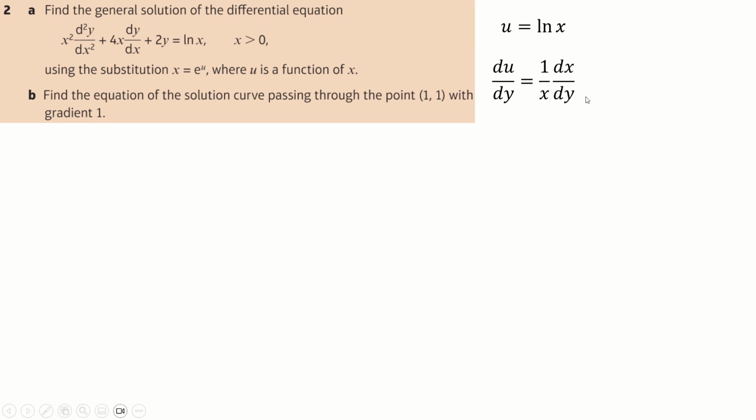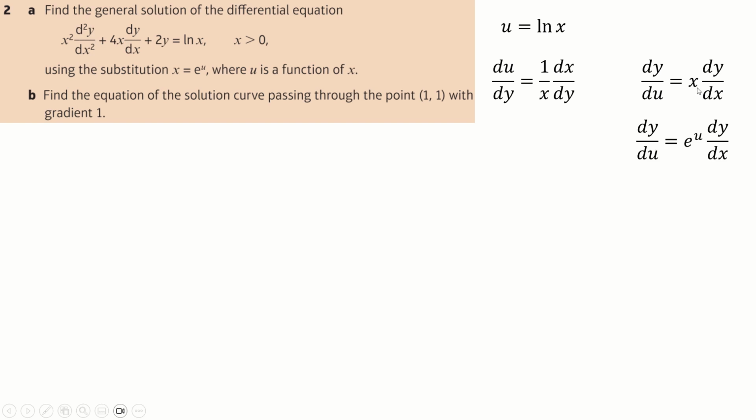And then I said, okay, well, I can just turn all of this over to get dy by du equals x dy by dx. And that's fine, because now I can substitute this result into here. So this is dy by du times 1 over x equals dy by dx. That would be very nice, because this x would then cancel with it. The tricky bit is trying to get to d2y by dx squared. So that was the tricky bit.